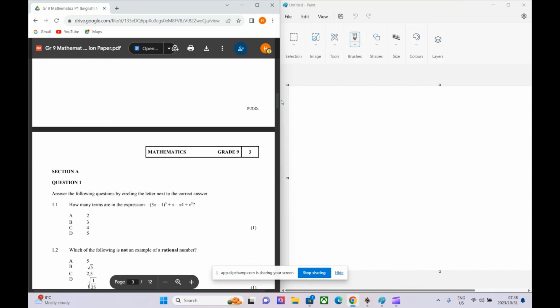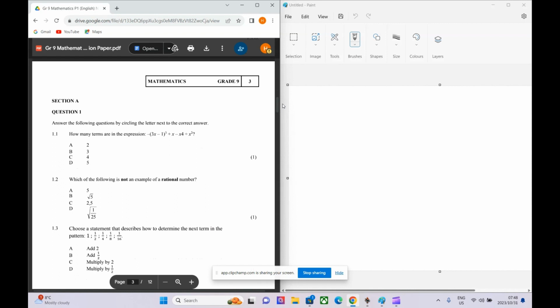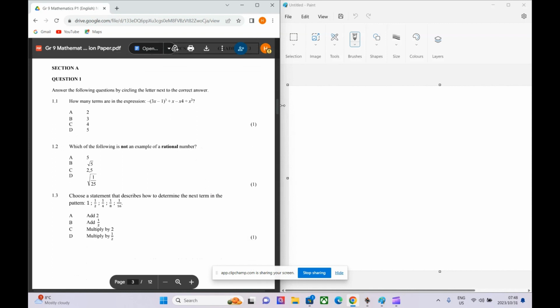Please feel free to let me know in the comments if you have any other questions, and I'll be working through the rest of the questions. So if we look at question one, we've got how many terms are in this expression? Okay, so let's just get this expression written out quick, just so we have it for reference. So we've got minus 3x minus 1 cubed, add x minus x4 divided by x squared.